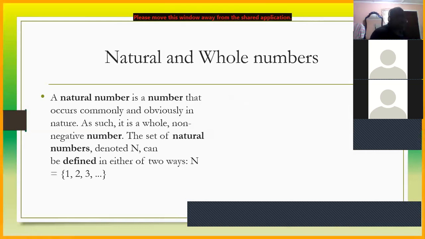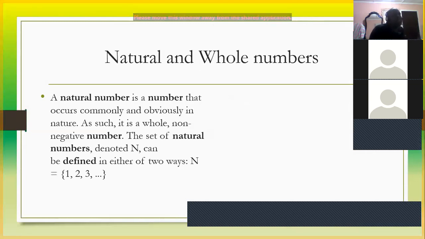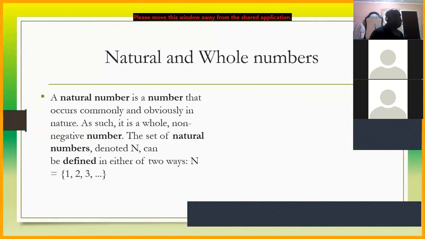Now, some keywords. When they say the word denoted, they are saying it can be named as N, the set N. So when you say N, it refers to what? A set of natural numbers. Good? Then they say a natural number is a number that occurs commonly. Commonly means it exists, it is all about the place. And obviously in nature means that you naturally do it.